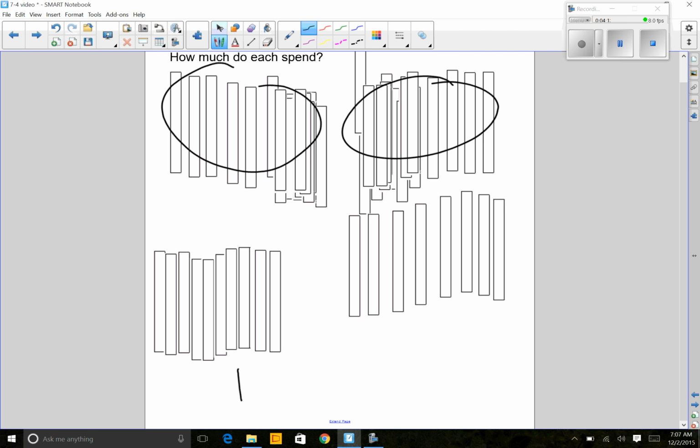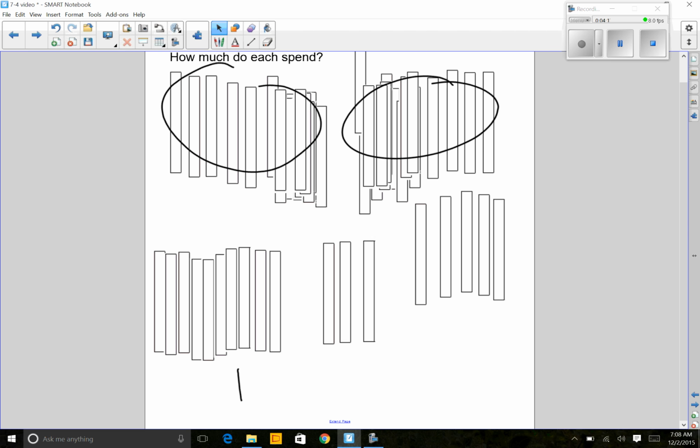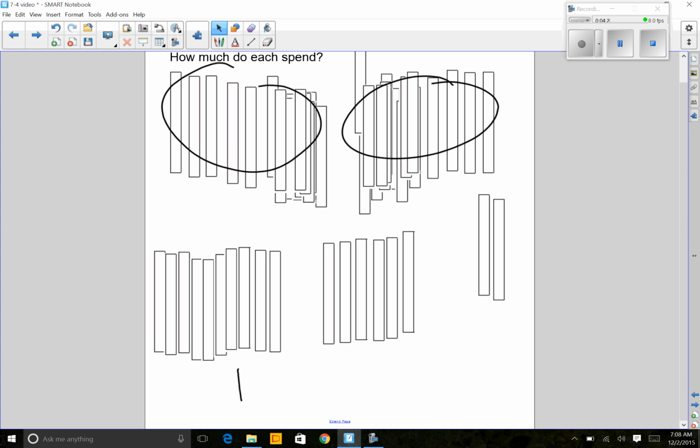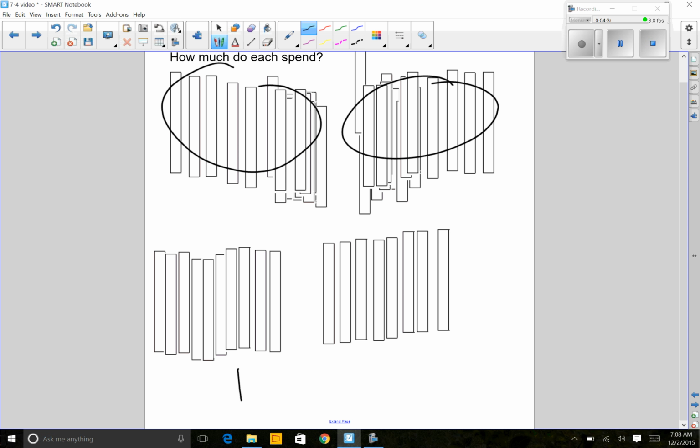And then I have 1, 2, 3, 4, 5, 6, 7, 8. I have 8 of these blocks, and each of these is worth 1/10. So I have 8/10 there. My answer would be 1 and 8/10, which in money would be $1.80. I should have the same in each of those two piles as well. So each kid is going to spend $1.80 on the pizza.